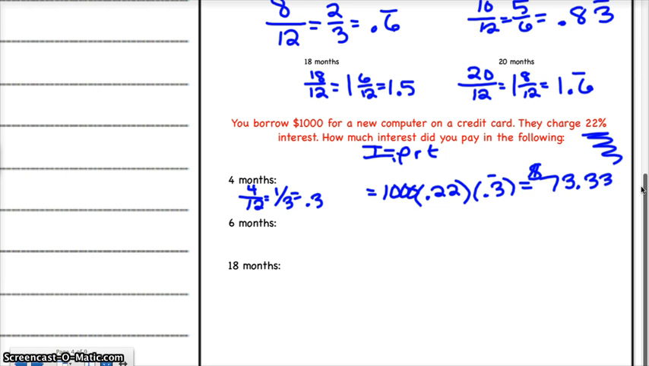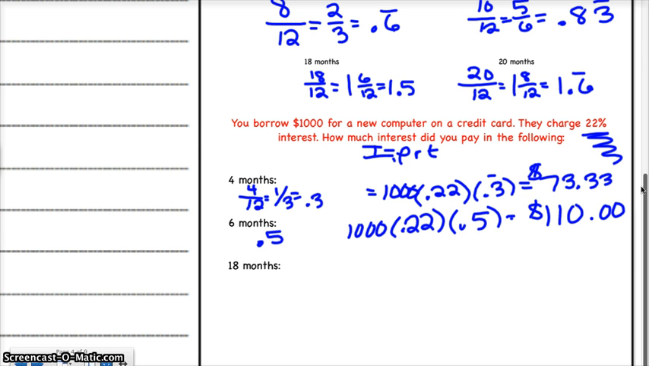In 6 months, let's see how much we'd have to pay. That's half of a year, so 6 months is 0.5. 1,000 times 0.22 times 0.5 is $110. Just half of a year, you pay an extra $110.